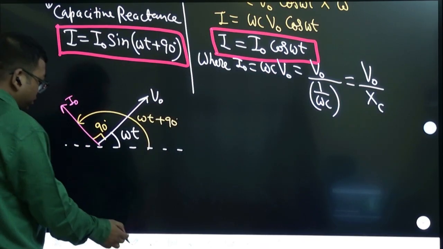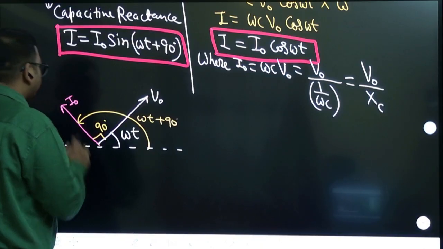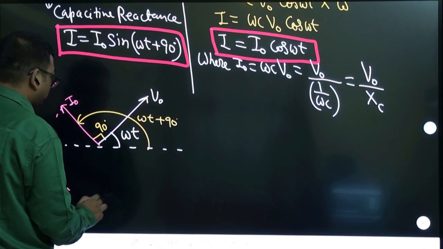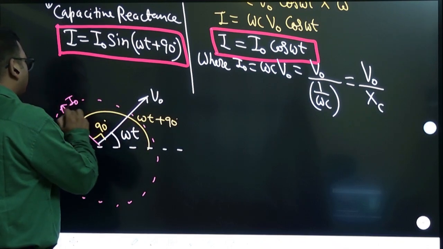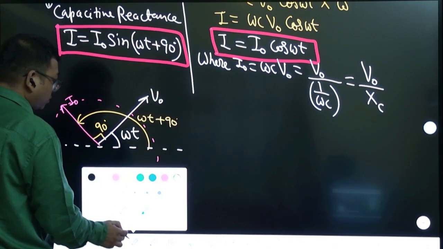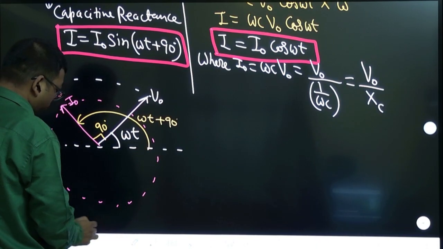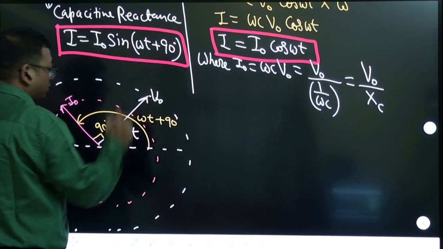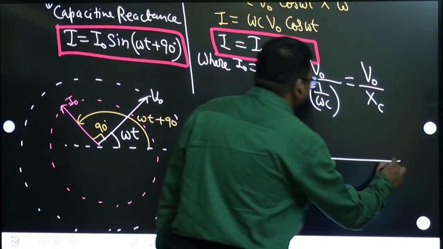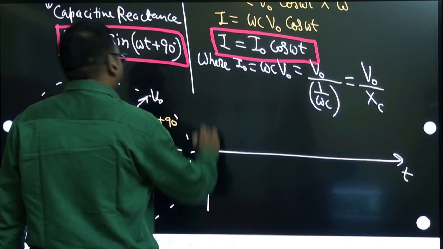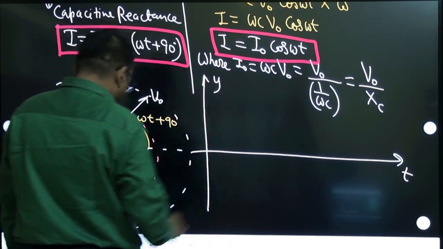Okay, so you can draw a circle also. Again, as I told you, you can draw this circle, and you can draw the bigger circle for the voltage also. Draw the phasor diagram like this. Now here when you draw the graph, this is T and this is Y, correct?